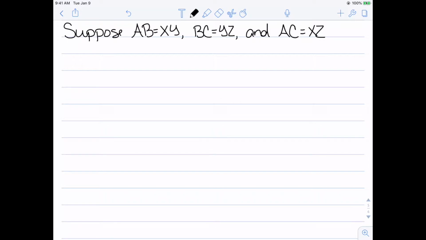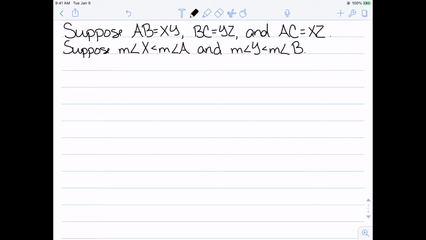If any of the angles are congruent, then I have enough to satisfy my SAS postulate. So we're going to assume that all of the angles are different. So we're going to suppose the measure of angle X is smaller than the measure of angle A and the measure of angle Y is smaller than the measure of angle B.